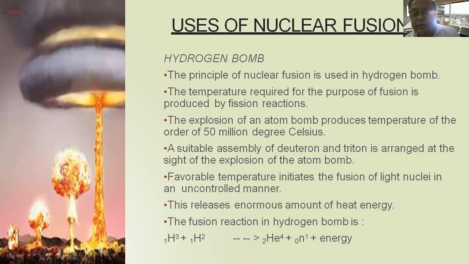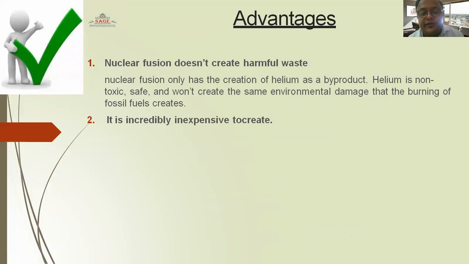A suitable assembly of deuterium and tritium is arranged at the site of the explosion of the atom bomb. The favorable temperature initiates the fusion of the light nuclei in an uncontrolled manner, and this releases an enormous amount of heat energy. The fusion reaction in the hydrogen bomb is 1H3 plus 1H2 giving 2He4 plus 0n1 plus additional energy.